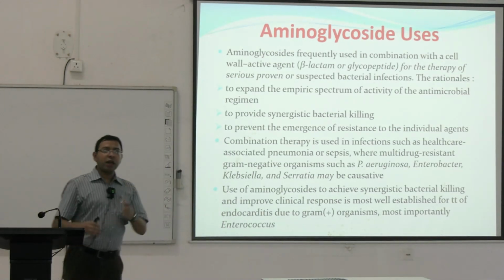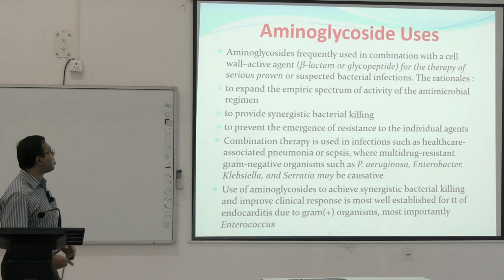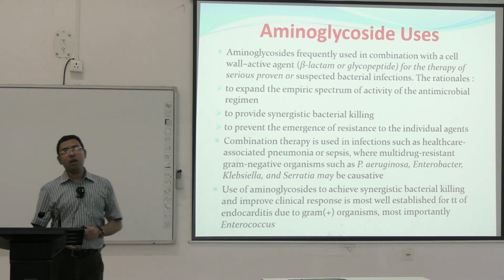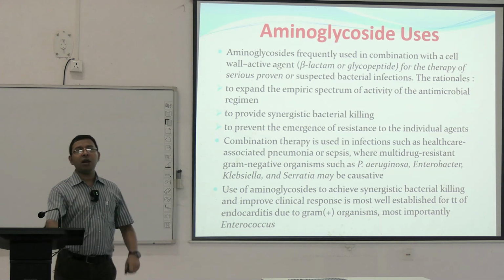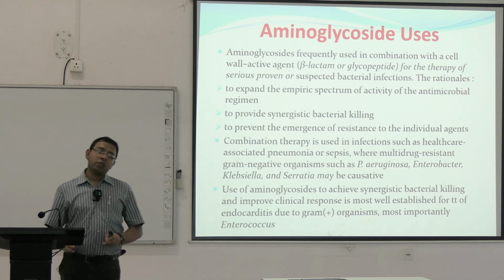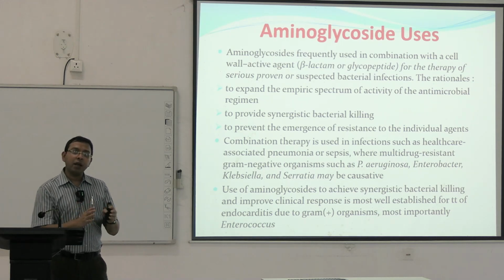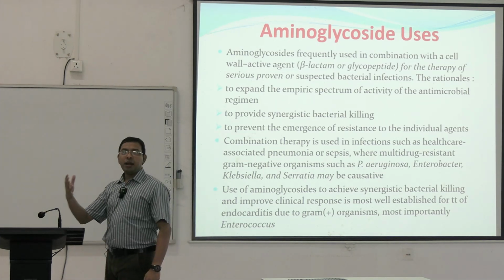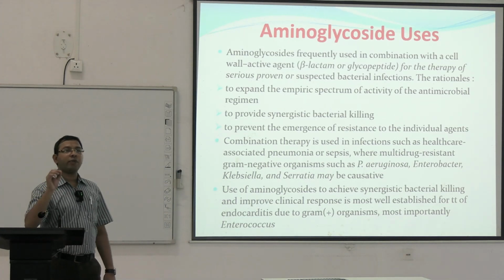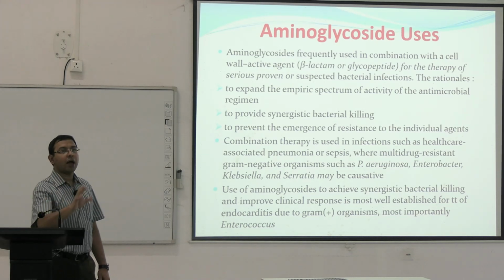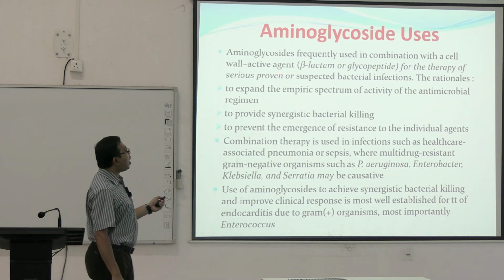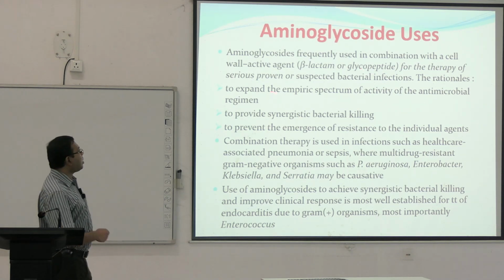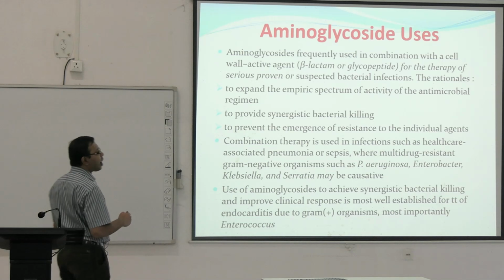So lastly, aminoglycoside uses, already we have discussed. So this is in a nutshell. Aminoglycosides are frequently used in combination with a cell wall active agent. Usually in very few cases we use only aminoglycosides, because they are mainly used in gram-negative infections, severe infections like septicemia. So the patient is already admitted and there is septicemia. So we have to give cover for the gram-positive organisms also. So we have to give the aminoglycosides as well as another cell wall active agent like beta-lactams or a glycopeptide antibiotic like vancomycin for the therapy of serious proven or suspected bacterial infections.